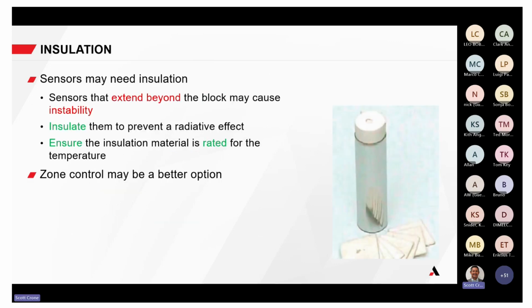Insulation. We talked about insulation for single zone blocks may be necessary. We've got some insulation here. They're in the form of plates. You would stack the plates up. But this is a better design. It's a ceramic type of material that is going to be encased in a tube. You drill out the middle for your sensor under test, and you cut it to length. It prevents that radiative effect, but you need to ensure that the insulation material is rated for the temperature, and ultimately zone control may be a better option.